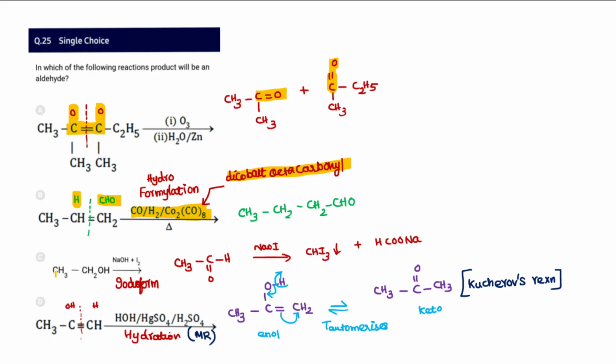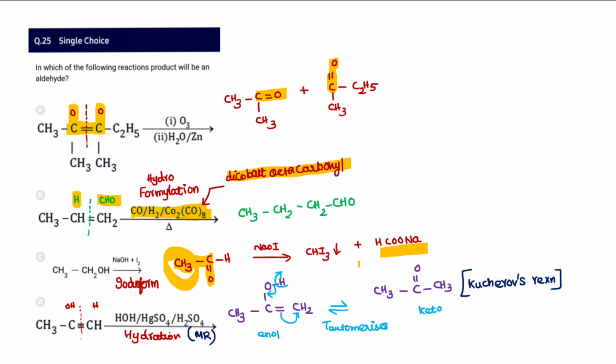And the second one contains a CH3CHOH group, which possibly can undergo the iodoform reaction, and that first gets oxidized into CH3CO, which is a methyl ketone. Therefore it undergoes the iodoform test, and this CH3 gets converted into iodoform and the other carbon gets converted into sodium formate.